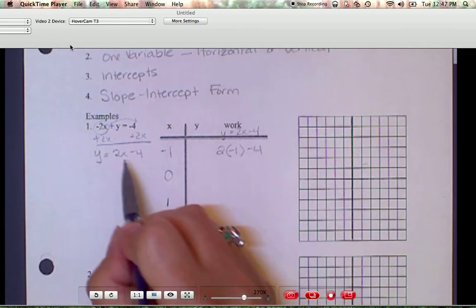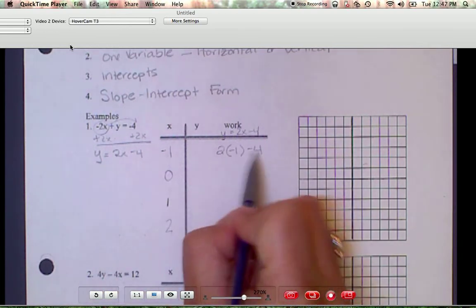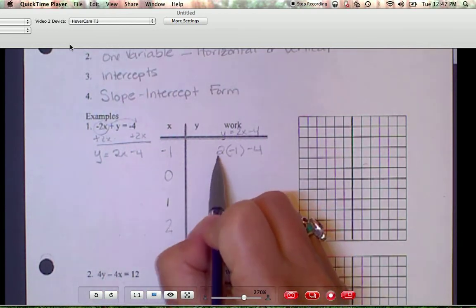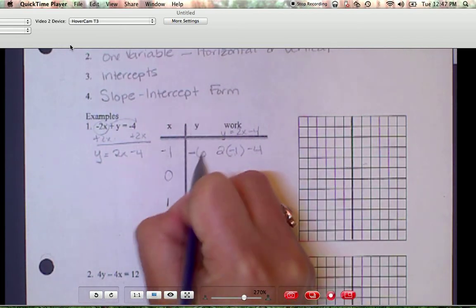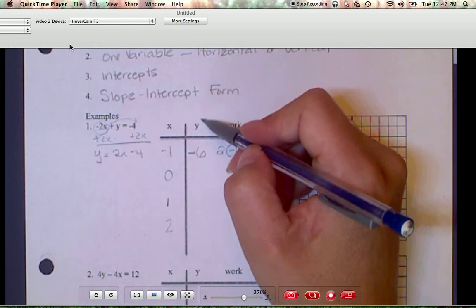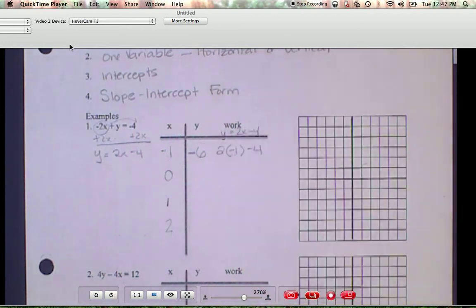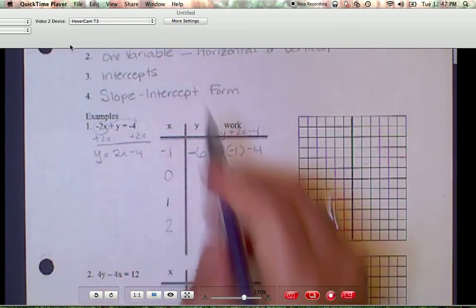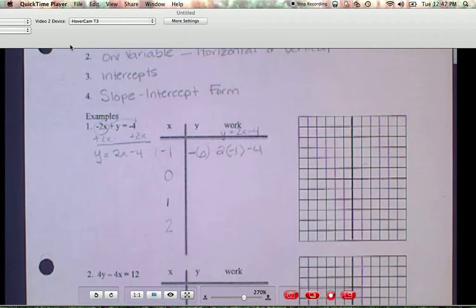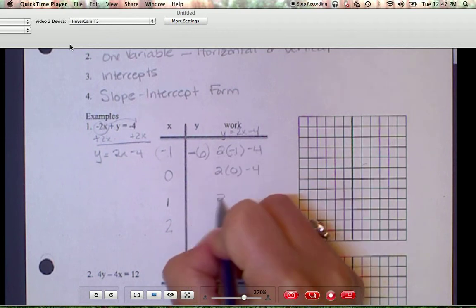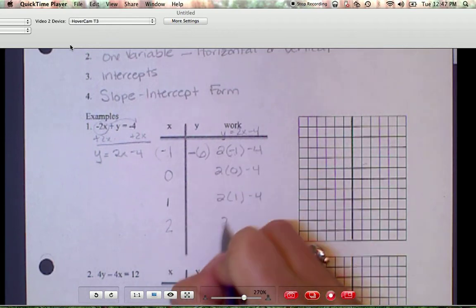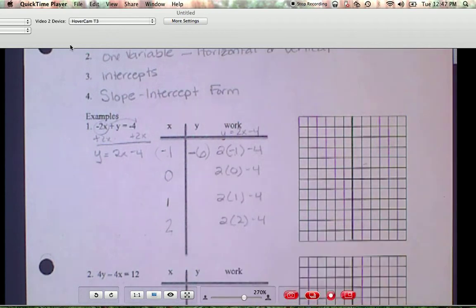So if you just plug it straight in like this and then you do this in your head, 2 times -1 is -2, -2 minus 4 is -6. And then put the answer over here on the left side of the table. So you have the x and the y right next to each other, and that creates one of the points. So we can do that for all of them. 2 times 0 minus 4, 2 times 1 minus 4, 2 times 2 minus 4.